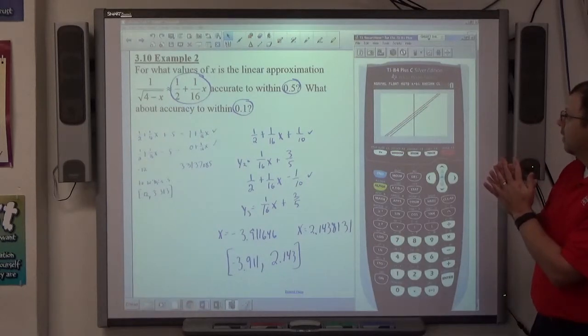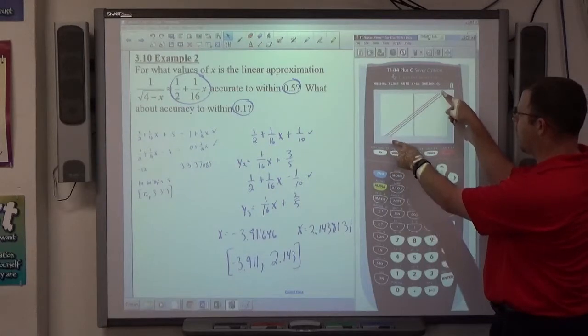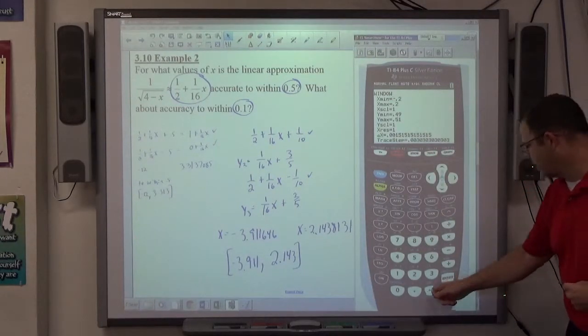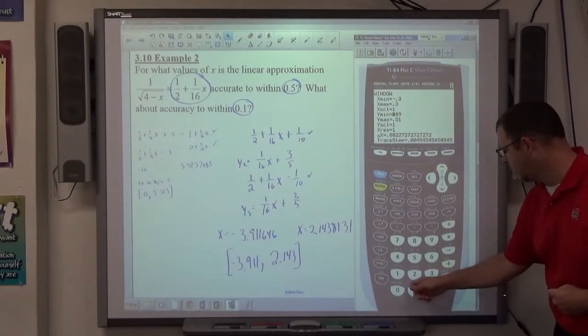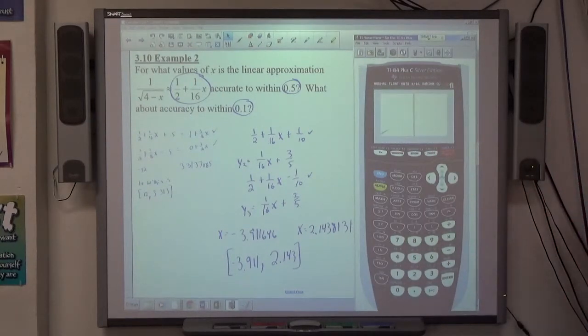So for one thing, it went off the screen here, so I made my y's too small. I might need to make my x's a little bigger. So maybe negative 0.3 to 0.3. Let's go from 0.48 to 0.52. Again, there's no magical way to find these. It's just you graph until you see them. You're looking for points of intersection. And now there's a little bit of gap there. Looks like intersections happen there.